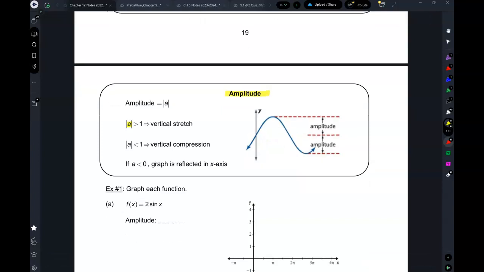If the absolute value of A is greater than 1, we have a vertical stretch. It's just pulled upward and downward, so the maximum gets higher and the minimum gets lower. If it's less than 1, there is a vertical compression; the wave just gets smaller. If A is negative, there is a reflection.